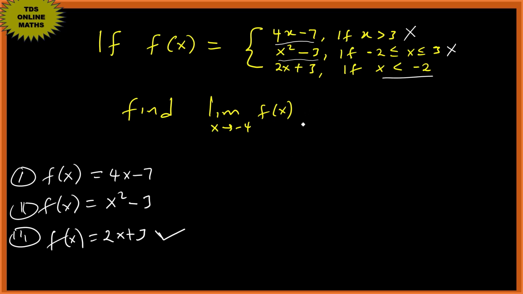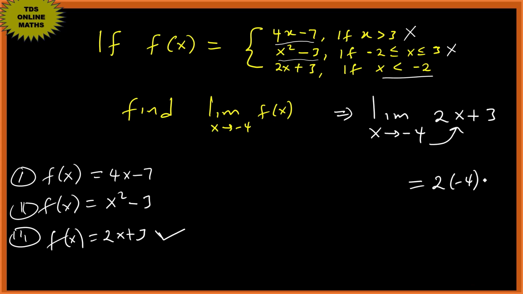So my function here, this one will be limit as x approaches negative 4 of 2x plus 3. So just plug in the limiting value. Since this one is linear, 2 times minus 4 plus 3. So we have minus 8 plus 3, which is minus 5 as the answer. All right.